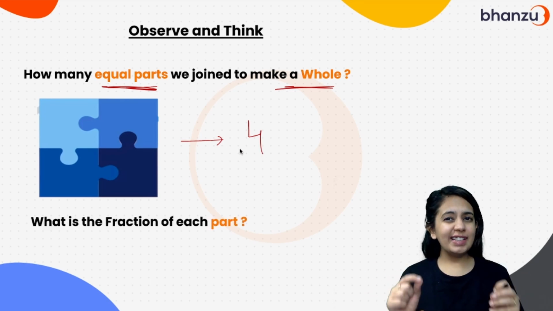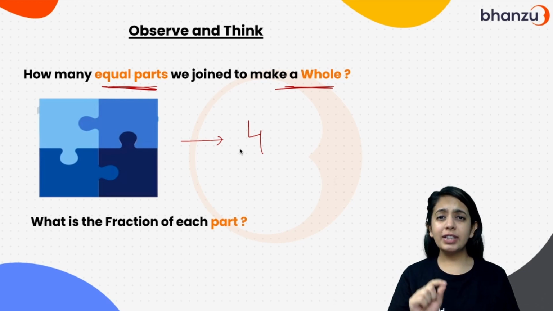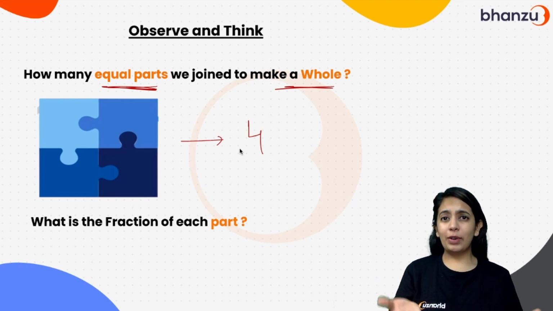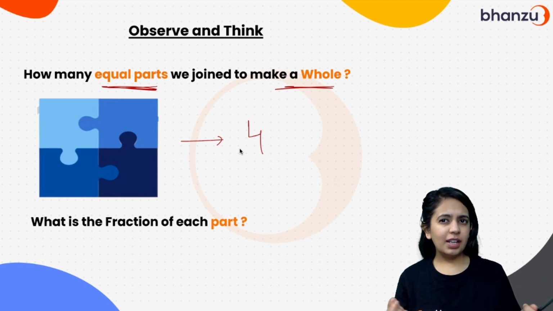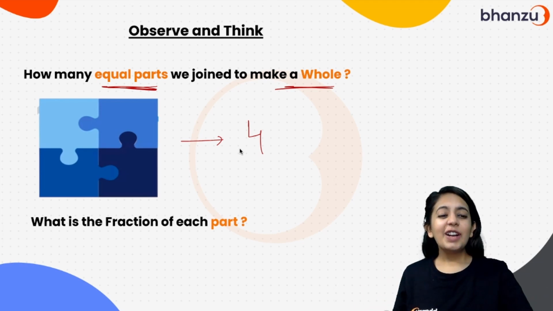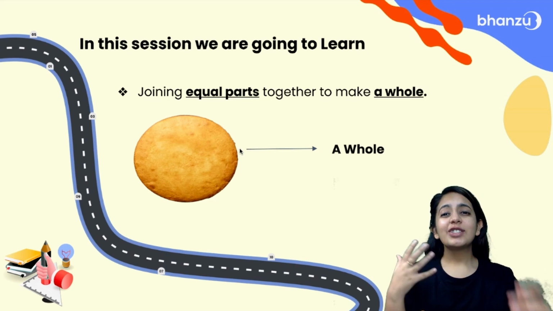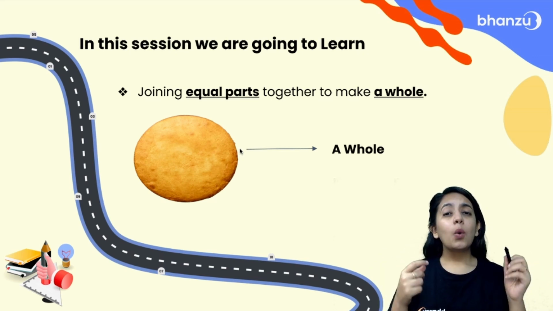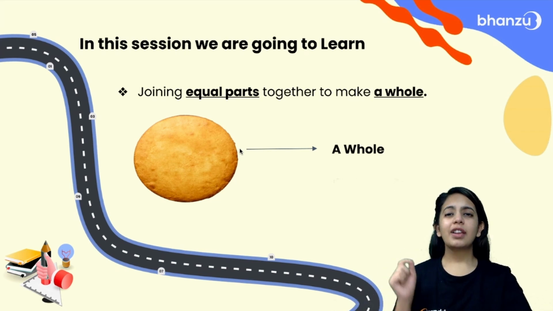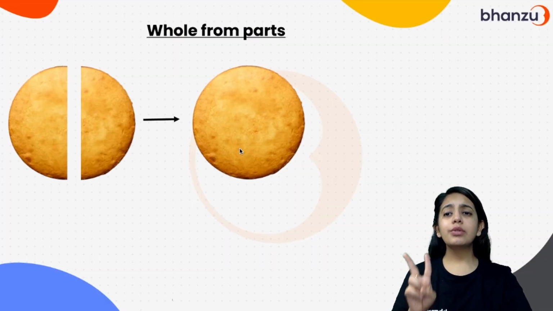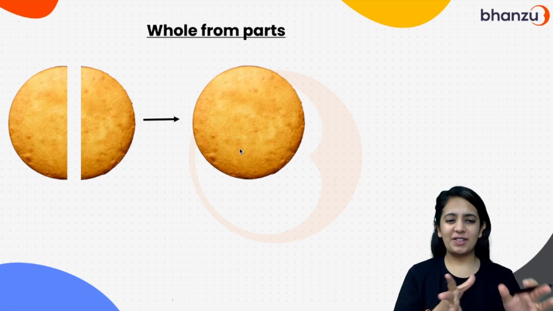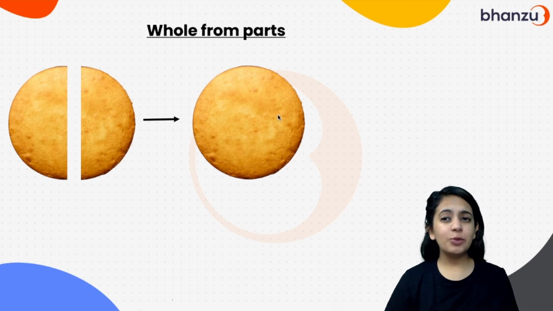Now tell me, what is the fraction of each part? So there are 4 equal parts and you have to figure out the fraction of each part. Will it be equal or will it not be equal? If it is equal, then what is it? And if it is unequal, then what is it? For that, we have to master the concept of joining equal parts together to make a whole. Whether a whole of a pizza or a whole of a biscuit or a whole of anything it could be. For example, we are joining 2 equal parts of biscuits together, and when we join them together, we get a whole out of it. So what is the fraction of each part over here?